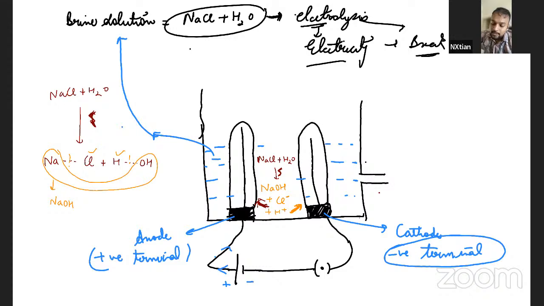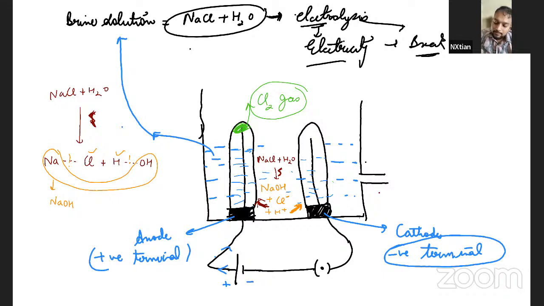So here we get two types of gases. At anode, we got which gas? Can you tell me? At anode, we get Cl2 gas, which is also called chlorine gas. Okay. Why chlorine gas? Because chlorine is a negative ion. It moves towards the anode. Chlorine makes chlorine gas. Understood?